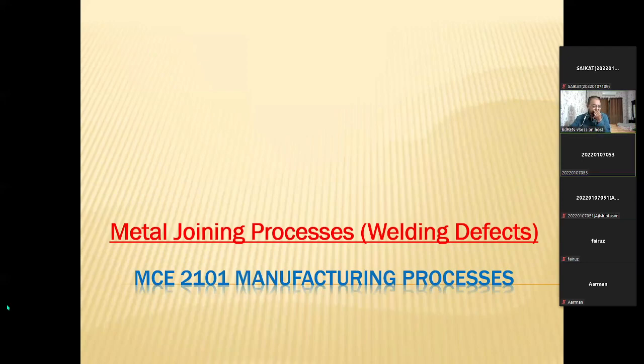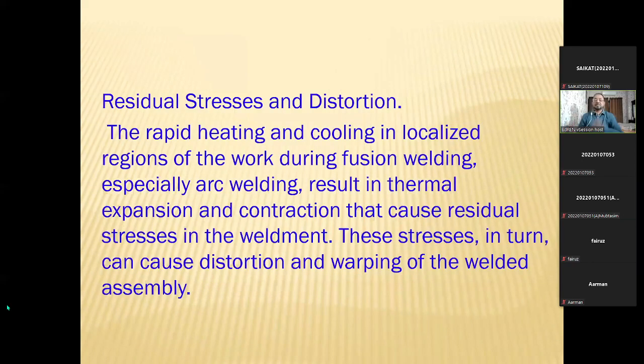Hello. Yes, sir. Okay. See, it is the last topic we are going to study today. The topic is welding defects. First, the defect related to residual stress and distortion. As we said, during the welding process high temperature is formed, and cooling also happens. As a result, there will be some residual stress and some distortion in the weld. The rapid heating and cooling in a localized region of the work during fusion welding, especially arc welding, results in thermal expansion and contraction that cause residual stress in the weldment. This stress in turn can cause distortion and warping of the welded assembly.